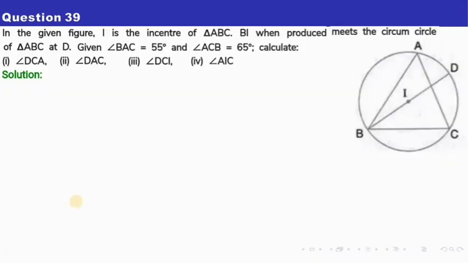Okay, let's have a look at the next question. This question is going to be a bit tricky for you, so please pay attention to it very carefully.